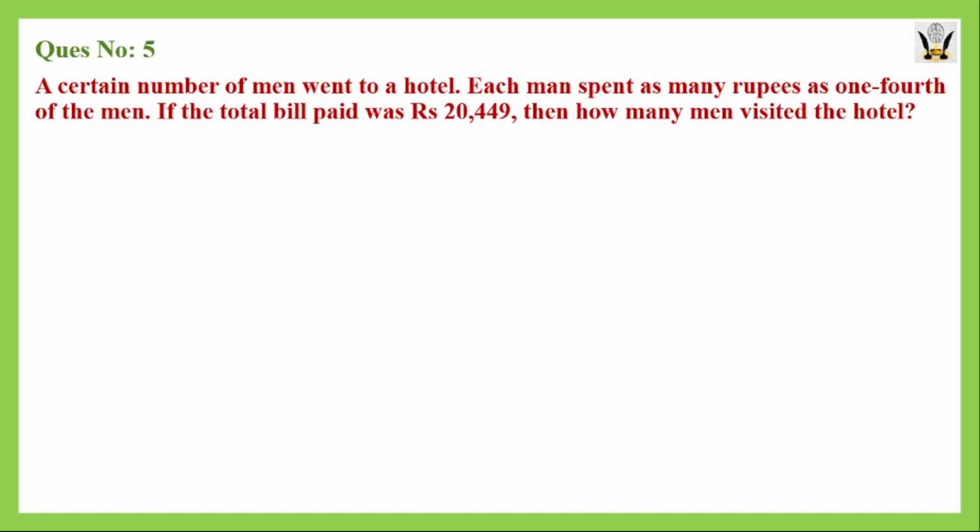Now the next one says: a certain number of men went to a hotel. Each man spent as many rupees as one-fourth of the men. If the total bill paid was 20,449 rupees, then how many men visited that hotel? Here we don't know how many men visited that hotel, so we will assume it as x, an unknown variable. So the number of men who visited that hotel is x, and each man spent as many rupees as one-fourth of the men. So how much did each man spend? One-fourth of the total number of men.